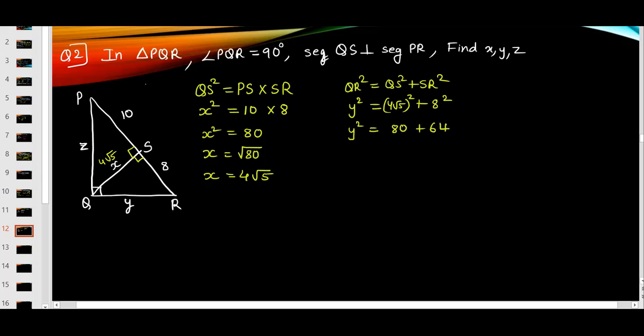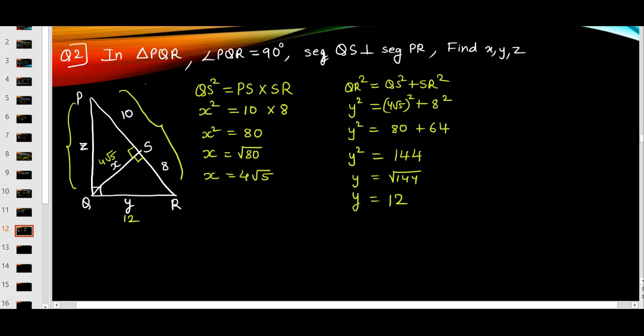8 square is 64. Y square, 80 plus 64 is 144. Y will be square root of 144, that is 12. So we found the value of Y also. Let us write this is 12. And now to find out Z, it is very simple. We can consider this big right angle triangle. Again, use the Pythagoras theorem and try to solve. If we use Pythagoras theorem, this diagonal length addition will be 10 plus 8. Okay, 10 plus 8, that is 18.